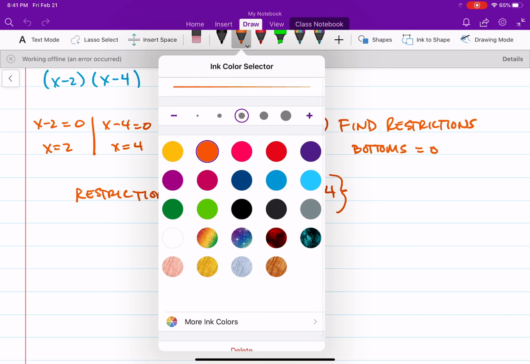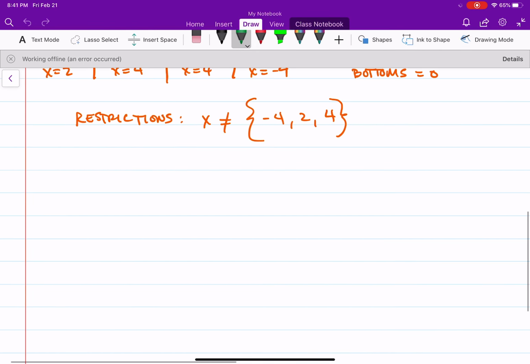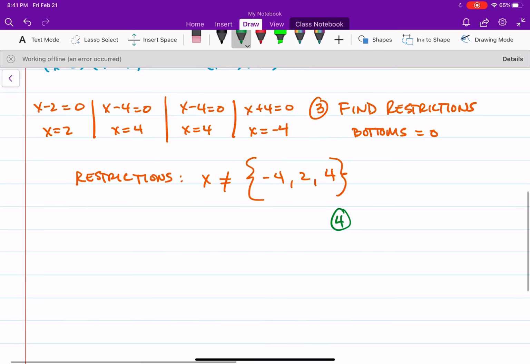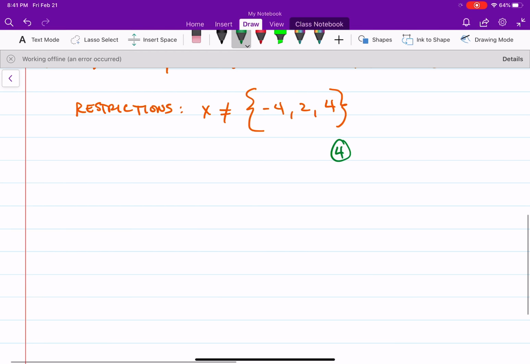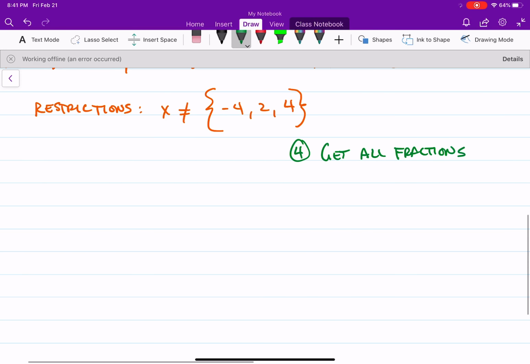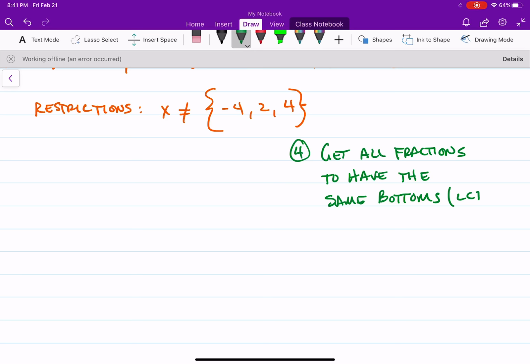What is the next step? We just used blue. Let's use green. So what's step 4? Step 4 is to get all fractions to have the same bottoms, which is known as your LCD.